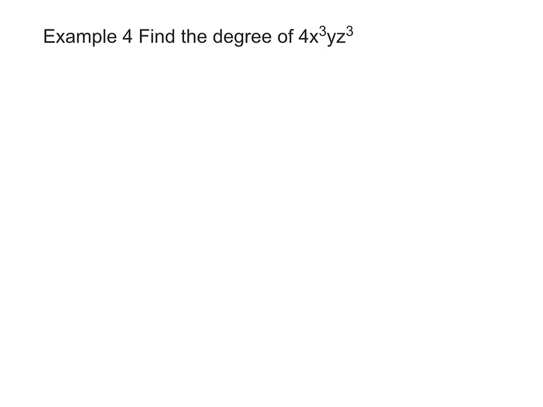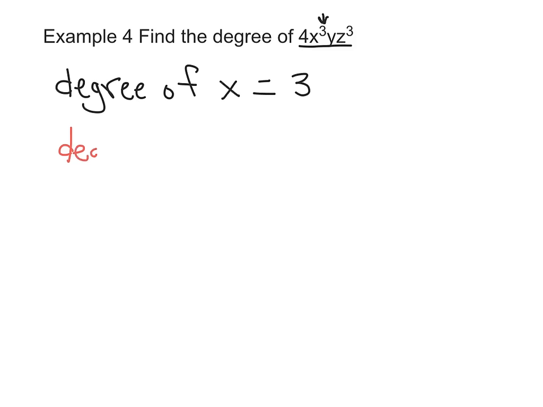In this one, it says find the degree of this monomial. Okay, the degree is the sum of the degree of each variable. So to help me explain this, I'm going to name the degree of each variable. So the degree of x is equal to 3. All you have to do to find the degree of a variable is look at the exponent on that variable.